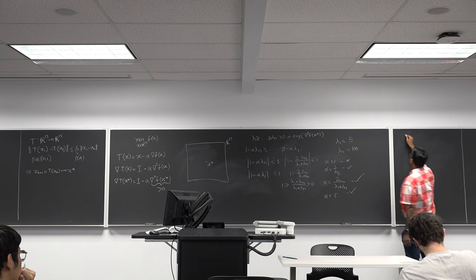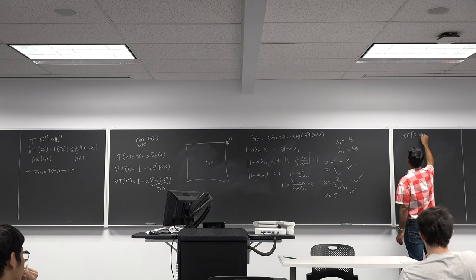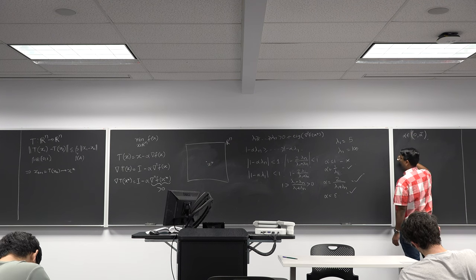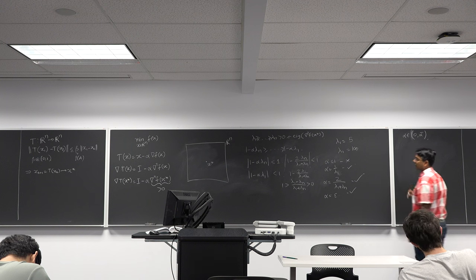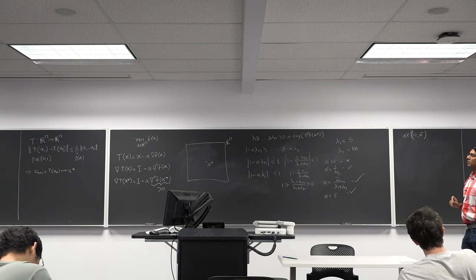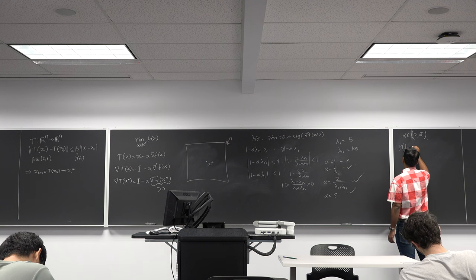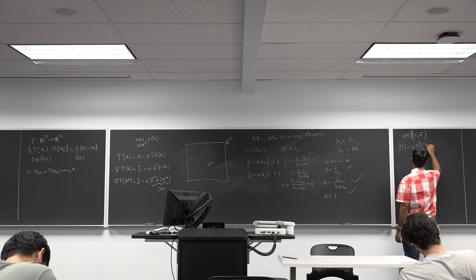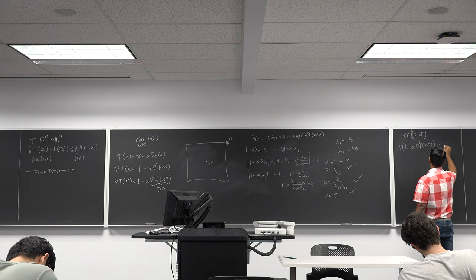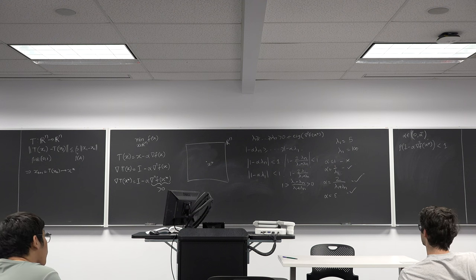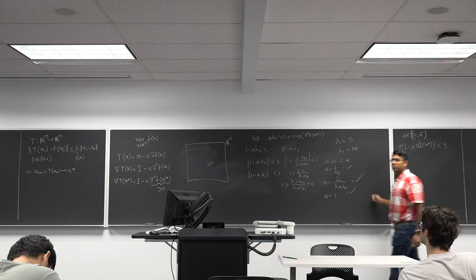So what I have is, for alpha between 0 and alpha bar, my rho of I minus alpha times the second derivative of f at x star is less than 1. Alpha bar is the upper limit. Any questions so far on this?